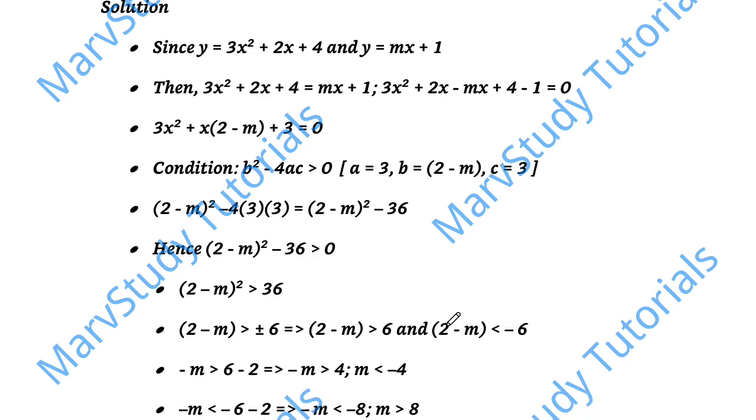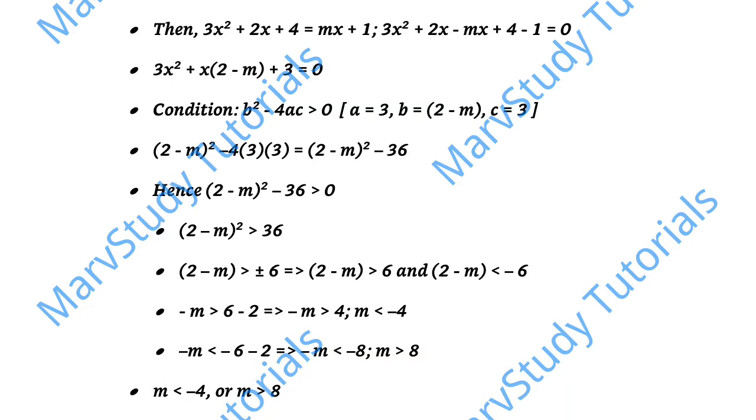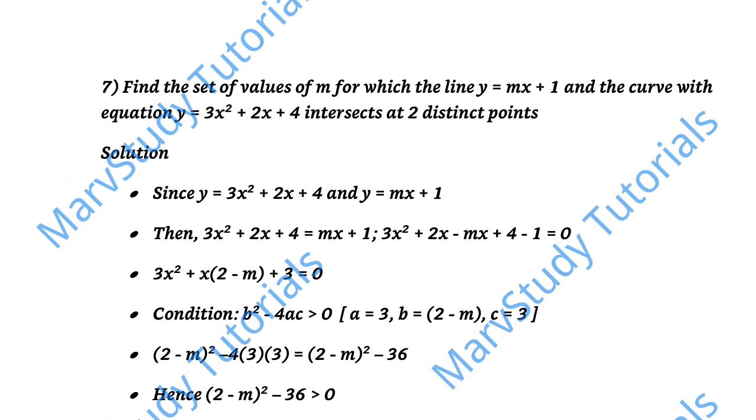Then the second case, 2 minus m less than negative 6. So the 2 crosses to the right hand side of the equation and becomes negative 2. So we have negative m less than negative 6 minus 2, which is going to give us negative 8. So we have negative m less than negative 8. So since we're dividing through by negative to make it positive, the sign is going to change and we're going to have m greater than 8. So the solution is actually m less than negative 4 or m greater than 8. So that's the set of values of m for which the curve and the line intersect at two distinct points.